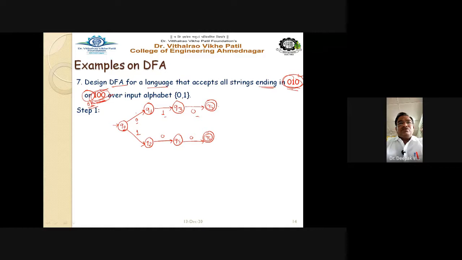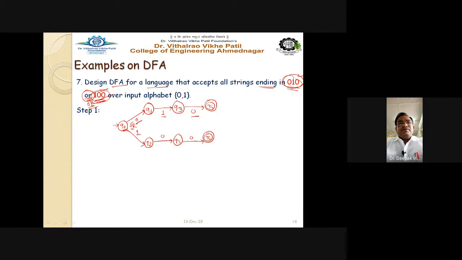So there are strings that may end with 0 1 0, or strings that may end with 1 0 0. Again, start with Q0. As it is an OR, there is a parallel execution, meaning this is possible or this is possible. So if the OR is there, there must be two branches starting from the start state. Remember this point. There are two branches beginning from the start state.